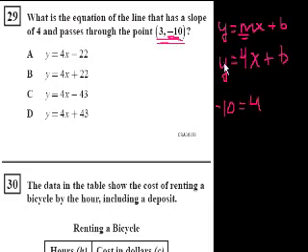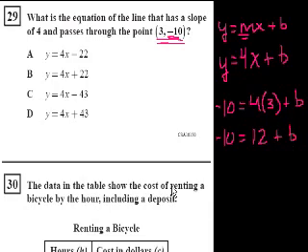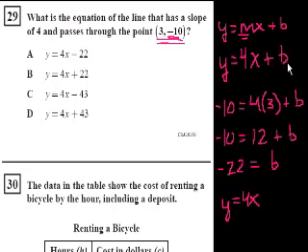So 4 times x, which is 3, plus b. So minus 10 is equal to 12 plus b. We could subtract 12 from both sides of this equation, and we get minus 22, right? Minus 10 minus 12 is minus 22, is equal to b. So the equation of our line is y is equal to 4x plus b, which we just figured out is minus 22. 4x minus 22. That's choice A.